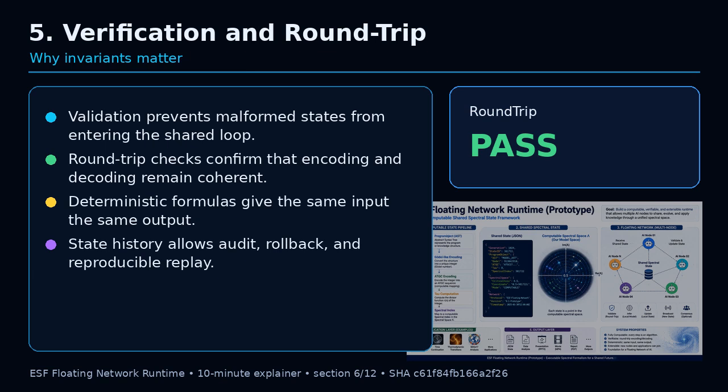Verification is the difference between a poetic diagram and an engineering prototype. Round-trip checks help ensure that the encoding and decoding pipeline remains coherent. Deterministic formulas make the model reproducible. State history allows the system to be audited, rolled back, and replayed. This is why the diagram emphasizes validation and local update before broadcasting a new state.